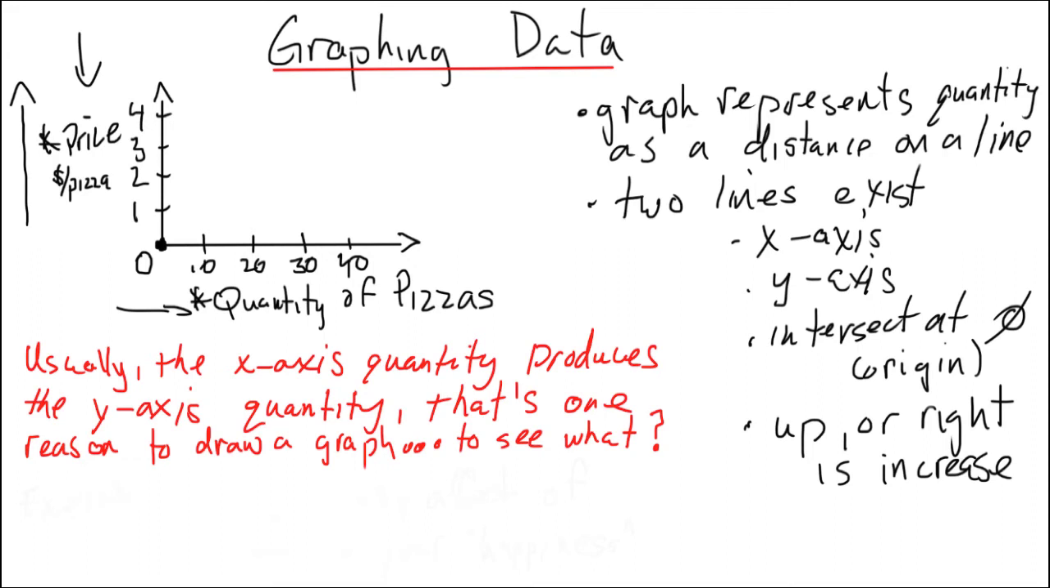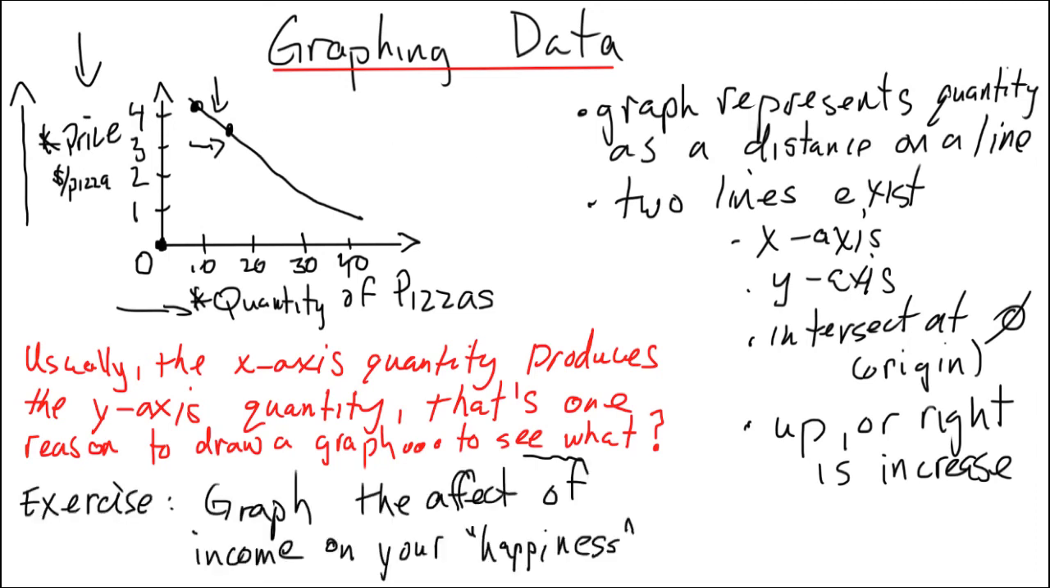And that's why we draw graphs. What do we want to see? We want to see the relationship between the two variables. In this case, as price decreases, we go from 4 to 3. As price decreases, the quantity of pizzas increases. This is our objective when graphing data. We want to see a visual representation of the relationship between two variables.